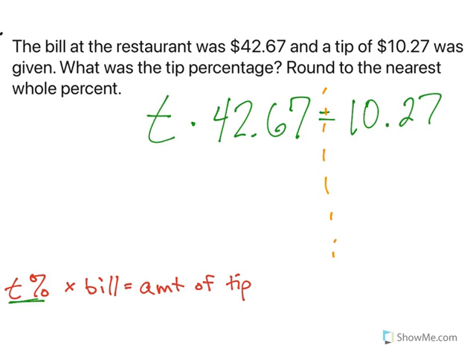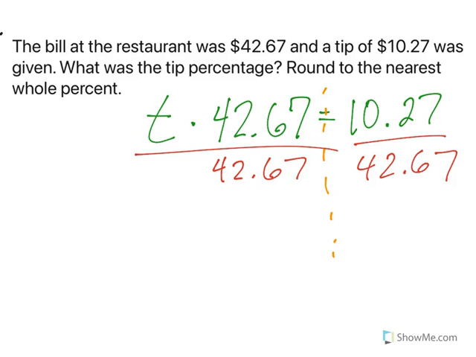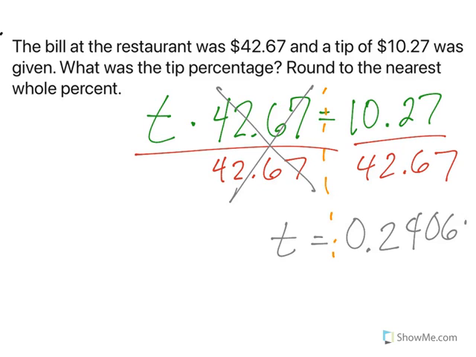Now we are solving an equation, and we have multiplication on the left side. The opposite of multiplication is division. So I want to divide both sides by $42.67. So on the left side, our $42.67 cancels out. I'm left with T. And on the right side, I get a decimal of 0.24068.